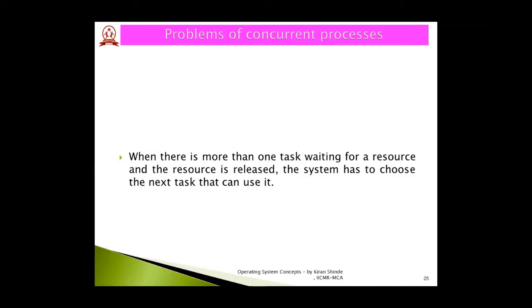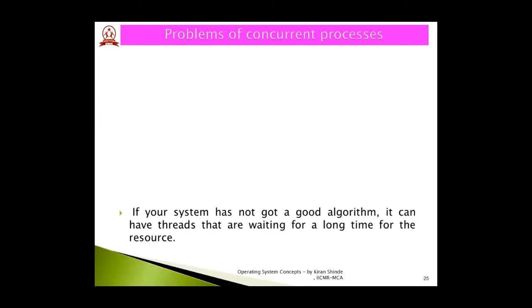So when there is more than one task waiting for a resource and the resource is released, the system has to choose the next task that can use it. If your system has not got a good algorithm, it can have threads that wait for a long time for the resource. So this is in terms of operating system language. I just explained with a simple example of a low priority process and a high priority process. So this is the problem of resource starvation.